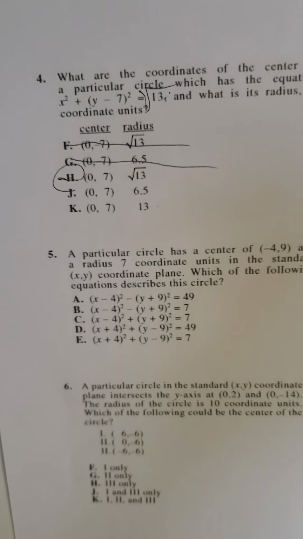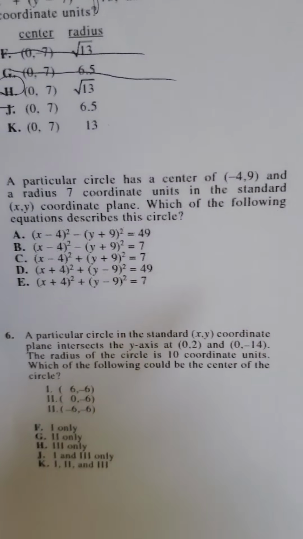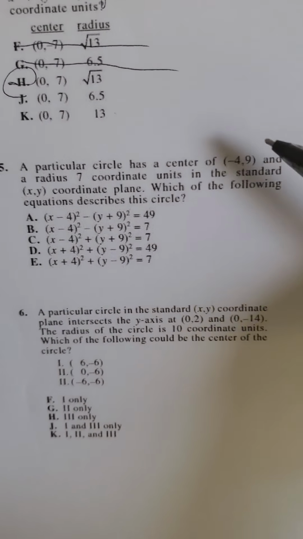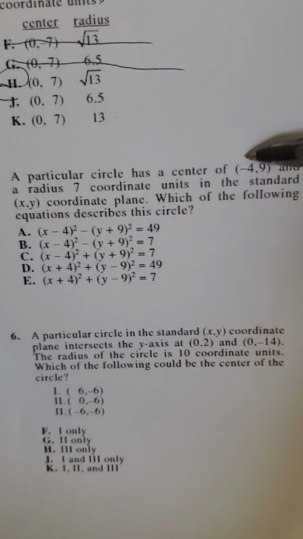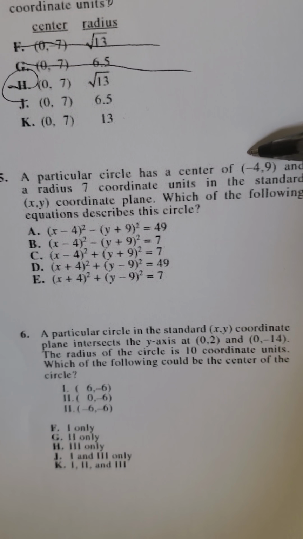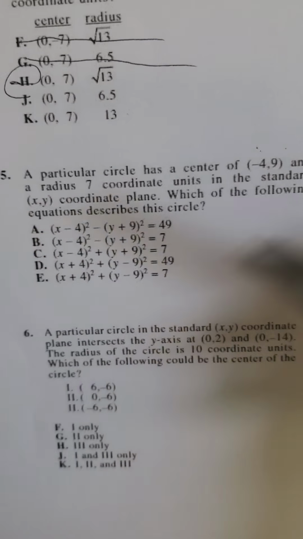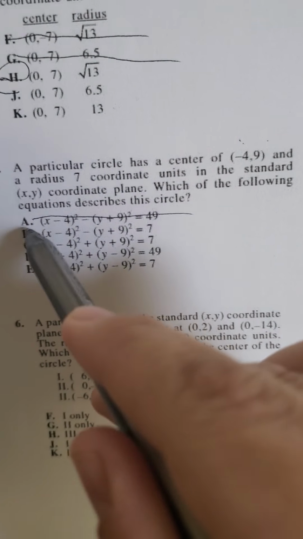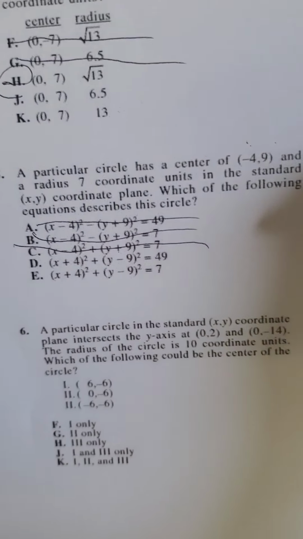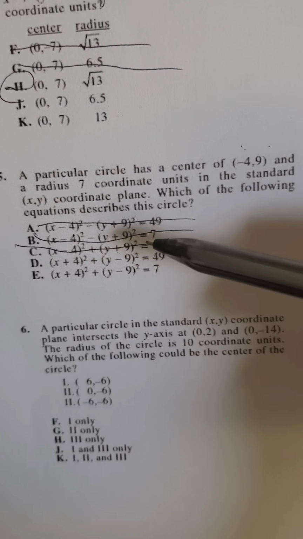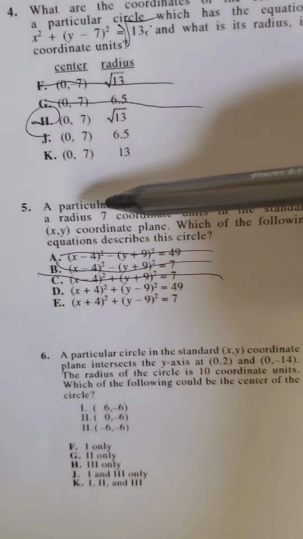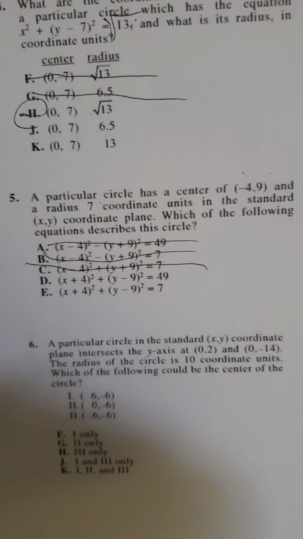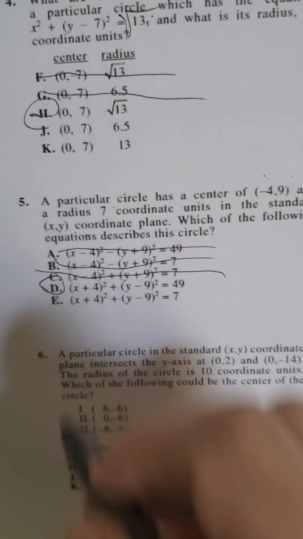All right, number 5. Number 5 is not too bad. It tells me the center and the radius, and it wants me to write the equation again. Remember, always change the sign of your x and your y. So -4 becomes +4, so it can't be A, B, or C. And then change 9 to -9. So now I know it's either D or E. And my radius is 7, so 7 squared is 49, so my answer is D.